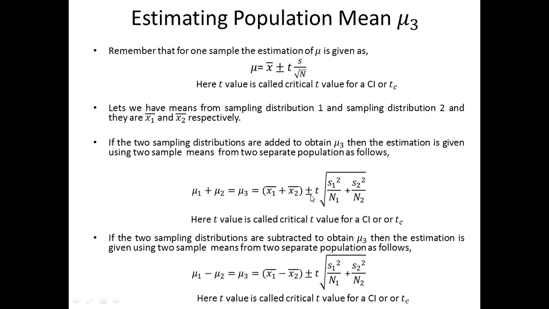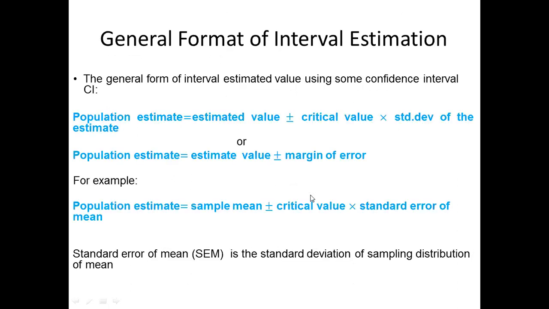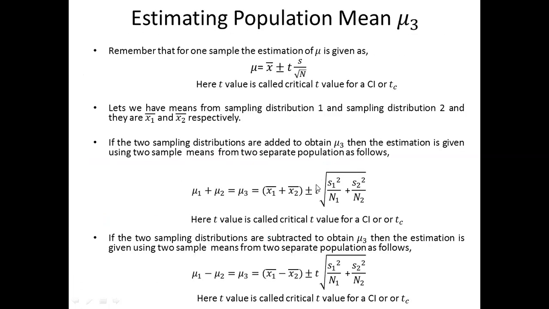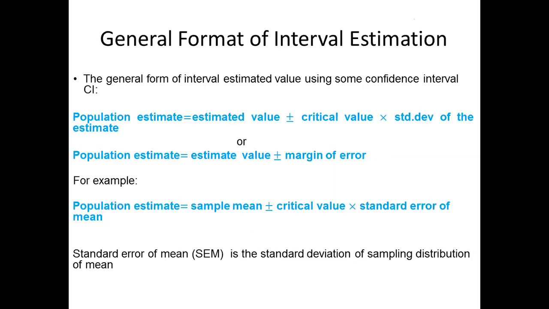So this means that in general form, the interval estimation can be written as: the population estimate is equal to the estimated value plus minus critical value multiplied by the standard deviation of the estimate, or the population estimate is equal to the estimate value plus minus margin of error. This product of T and the SEM, whether it is in this equation or in that equation, or if you are using Z scores and the product of Z with the SEM, is basically what we call the margin of error.